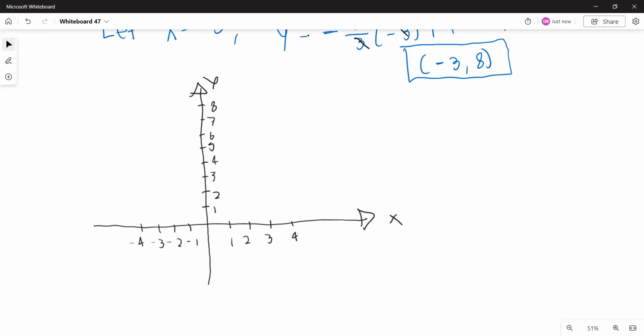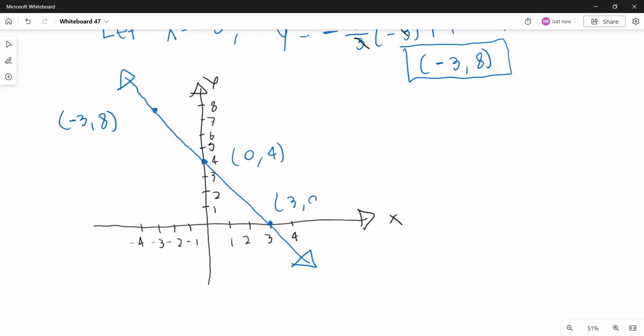Okay, so the points are again (-3, 8), (0, 4), and (3, 0). So let's connect the dots. In this case, the graph is a straight line. And there it is. So that's the graph of the line. We have the two intercepts, and we have a third one.